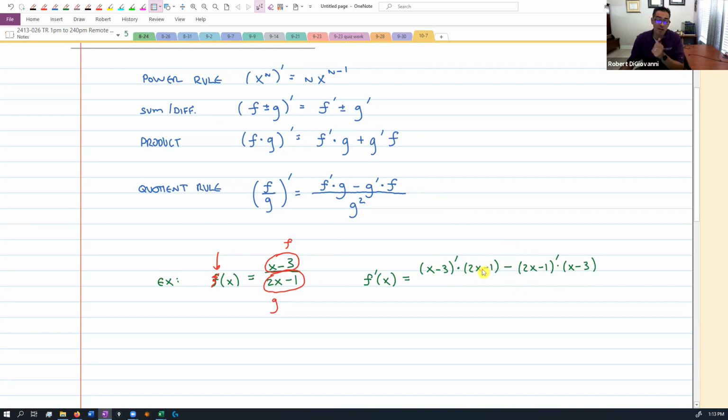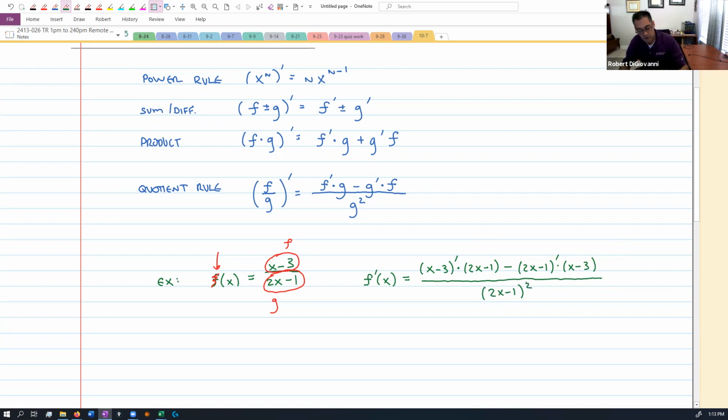I saw a couple of issues in the exam. I'll go back and show you in a minute what I'm talking about. Let's finish this one out. But I'm not just throwing parentheses here for fun. It's important in terms of the algebraic manipulation when we simplify this. All of this is divided by the bottom, which is 2x minus 1, that's g squared.